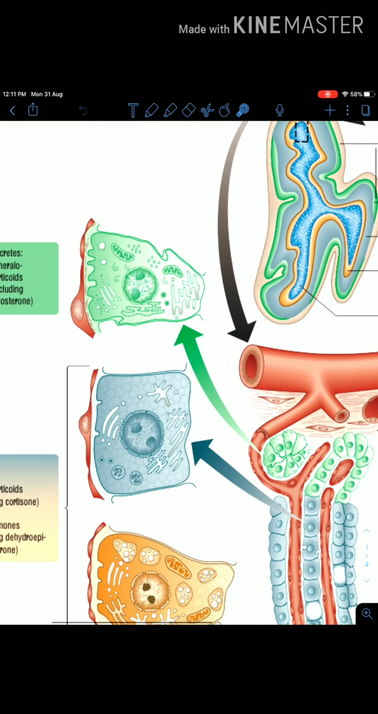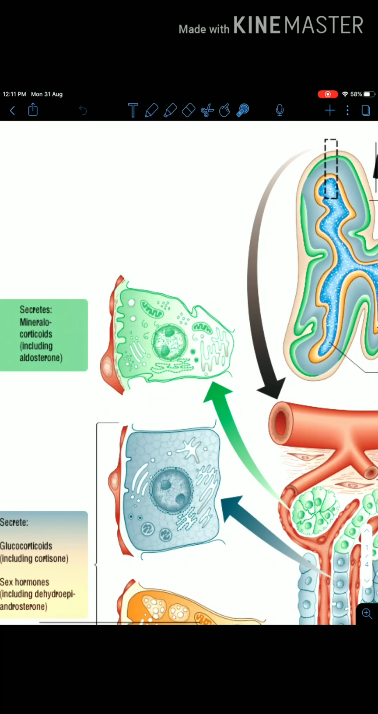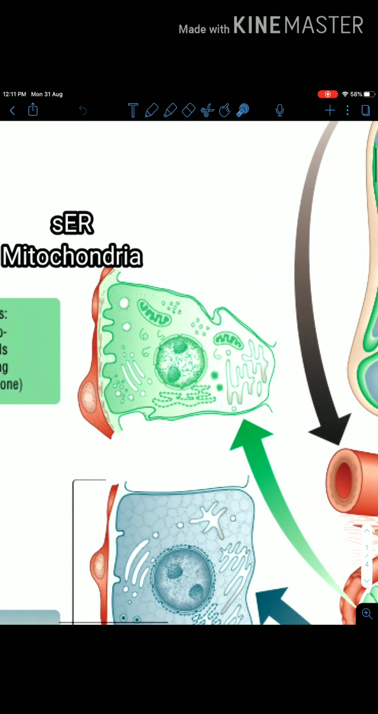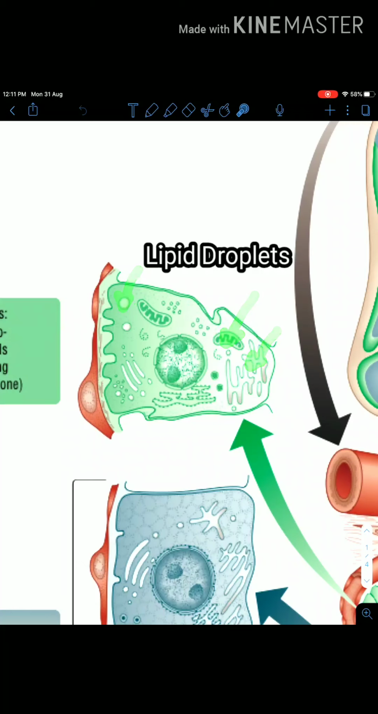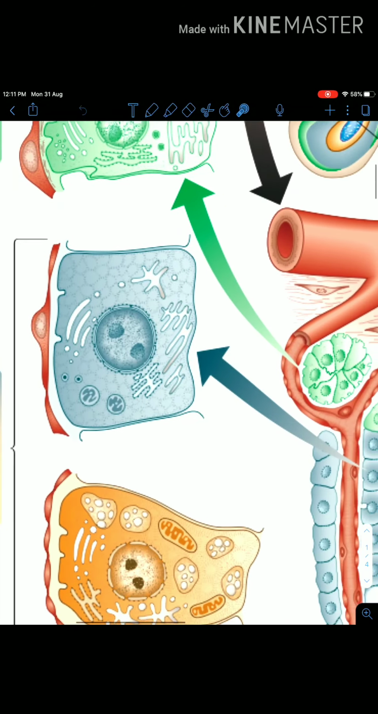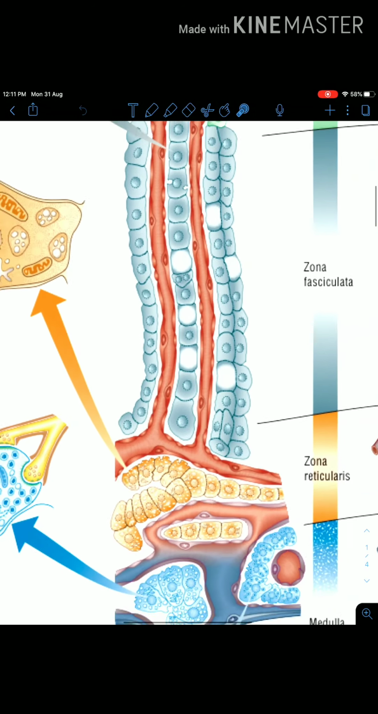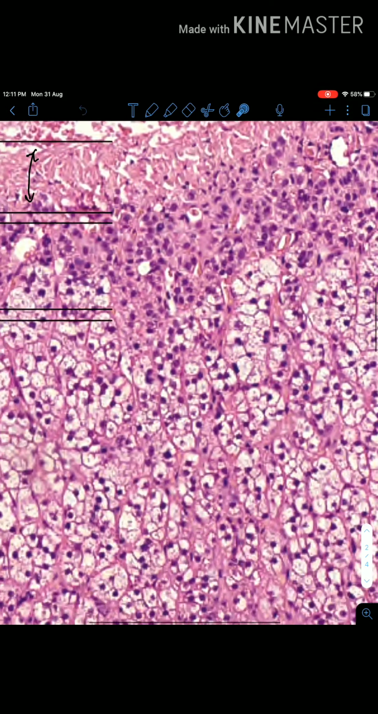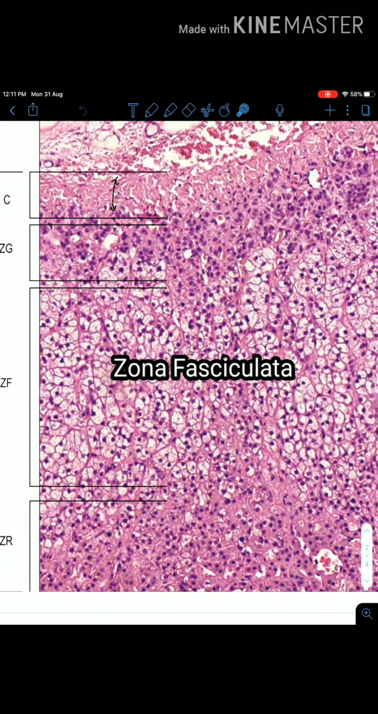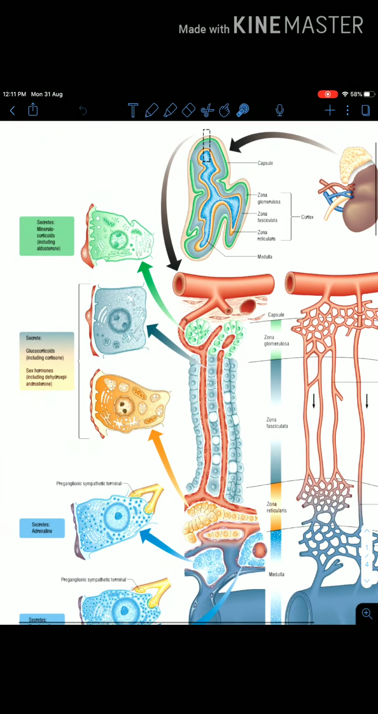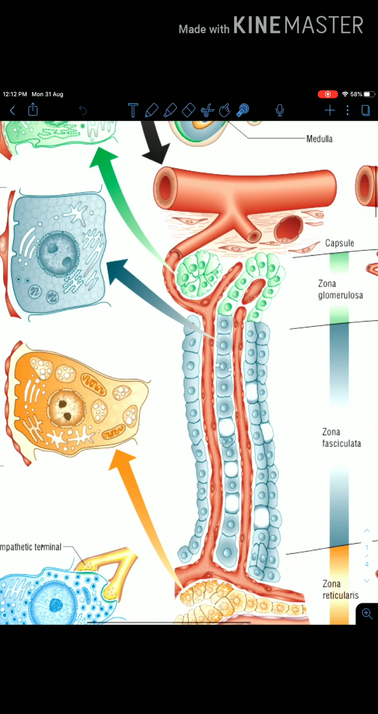The cells of the zona glomerulosa have abundant smooth endoplasmic reticulum and mitochondria, and they have lipid droplets, but these lipid droplets are sparse. Underneath the zona glomerulosa, there is a thick band of cells which is called the zona fasciculata. The cells of the zona fasciculata are large and polyhedral, and they are arranged in long straight cords which are 1 or 2 cells thick, and these cords are separated by sinusoidal capillaries.